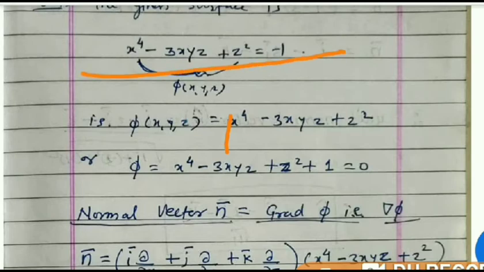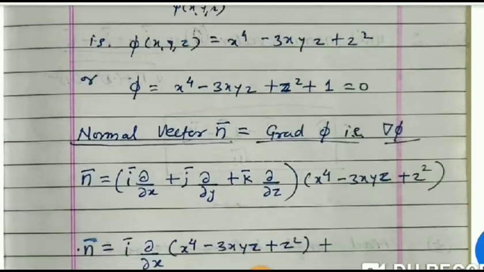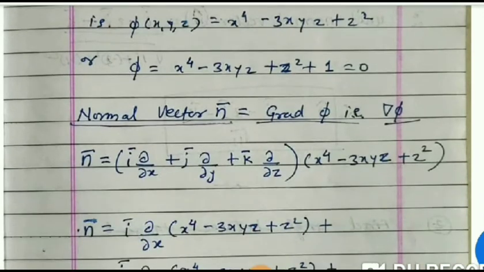We can convert it into phi, that means phi equals x to the power 4 minus 3xyz plus z square plus 1. This is the value of phi, and this is phi of xyz equals c. Then the formula of the normal vector is normal vector equals grad phi equals del phi.